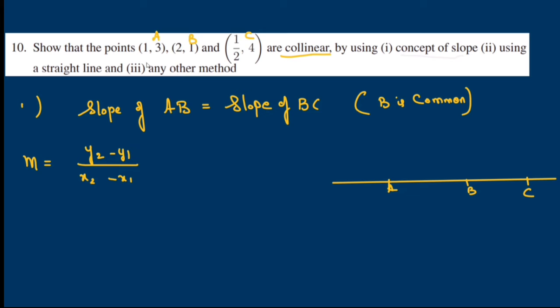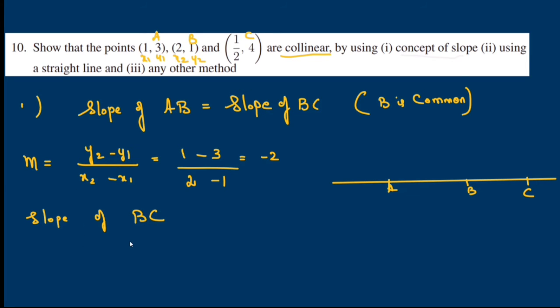So y2 minus y1. So this is x1 y1. This is x2 y2. So y2 minus y1 means y2 is 1, y1 is 3, divided by x2 minus x1. That means 2 minus 1. So we get minus 2. Isn't it? Minus 2. That is the slope of AB. Now let us find the slope of BC. Both should be same. Okay.